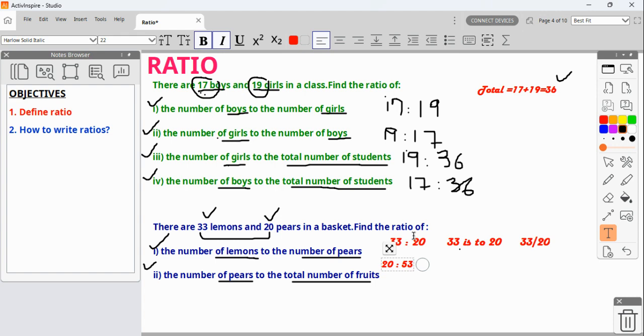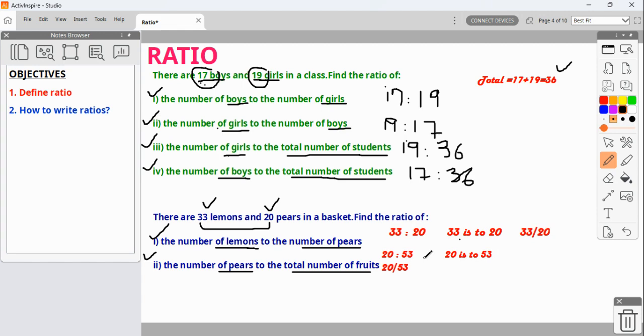20 ratio 53. In another way, we can write it as 20 is to 53. Or one more way for writing will be 20 by 53. So these are three different ways of writing ratios. But when you are given any question, it's more accurate if you write 20 ratio 53 by using the colon symbol in between the two quantities.